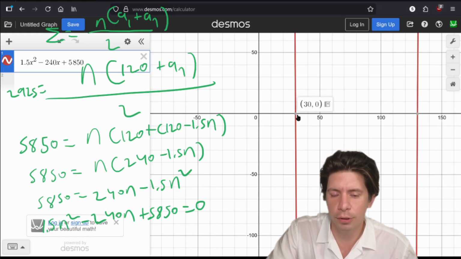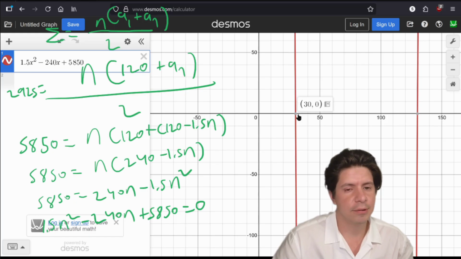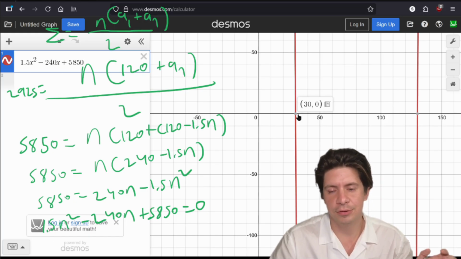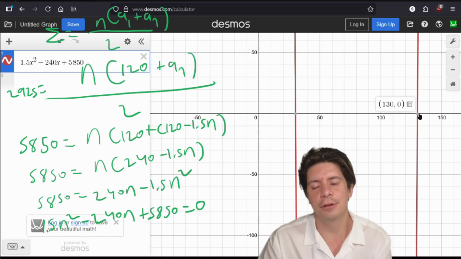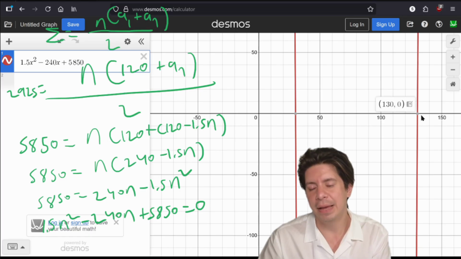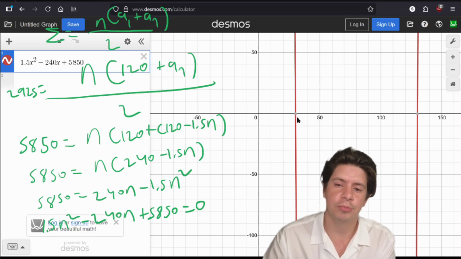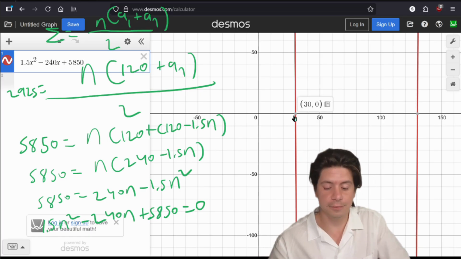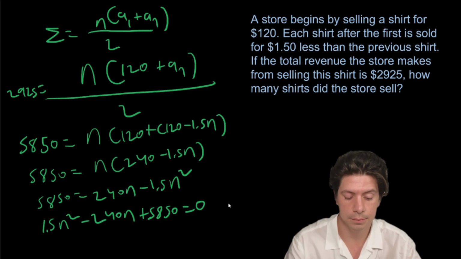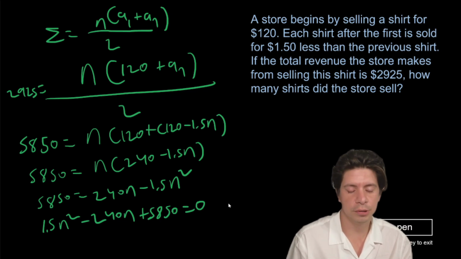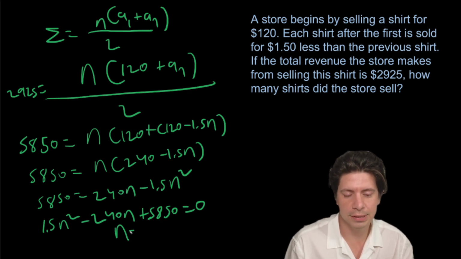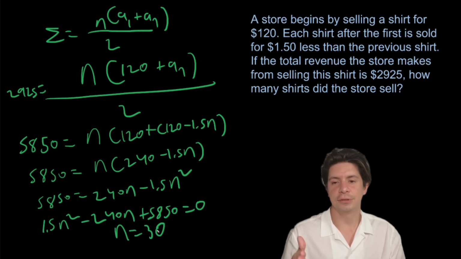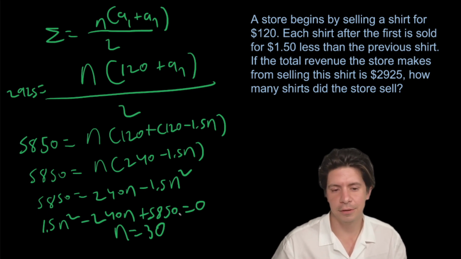Now 30 works because that would give us a $45 discount. The last one cost $75. The other one wouldn't work, because we wouldn't have negative dollar shirts, it's like when it's coming back around, but that's not the one we want. We only want 30. So the answer for this one will be 30. On a lot of these real world ones, only one of the solutions works, and that makes our life a lot easier. So n equals 30. After 30 shirts, they make $2,925.